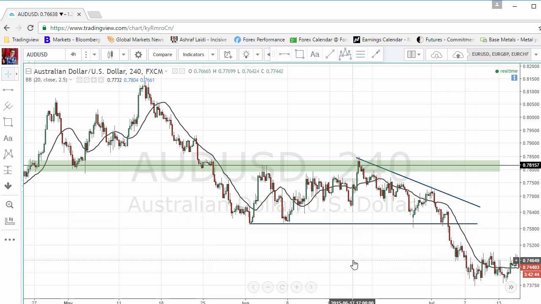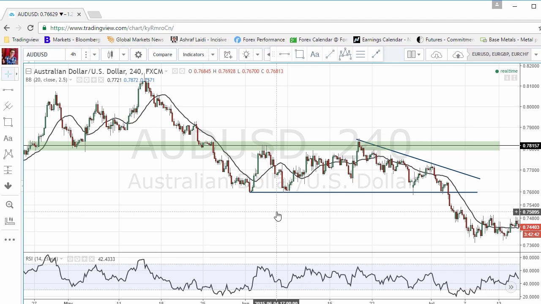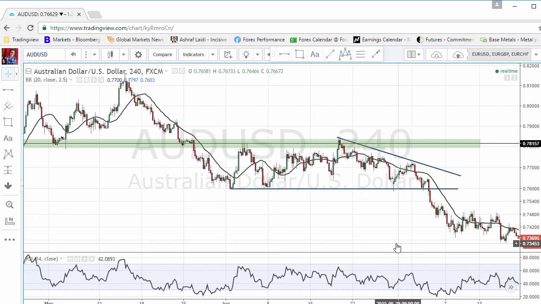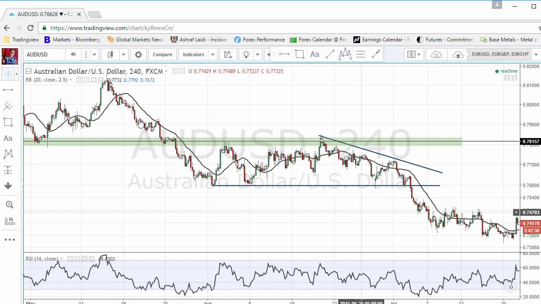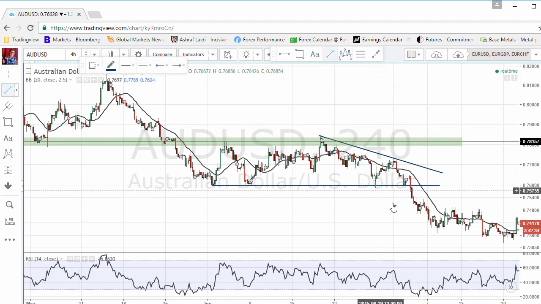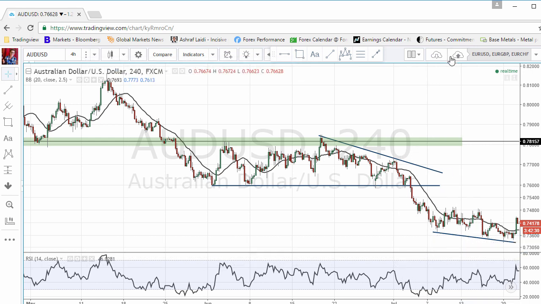We can also use our RSI here, and now we can see that price is trending lower. We are not seeing a very strong trend, although price is making lower highs. At the same time, price is showing us a divergence here on the RSI. It is not enough to get us into a trade yet, but something to be aware of.